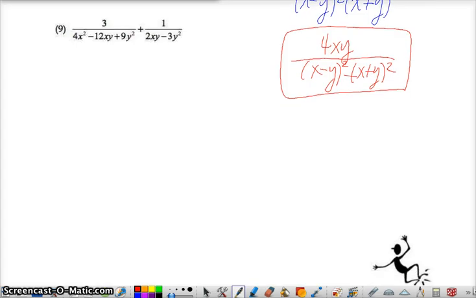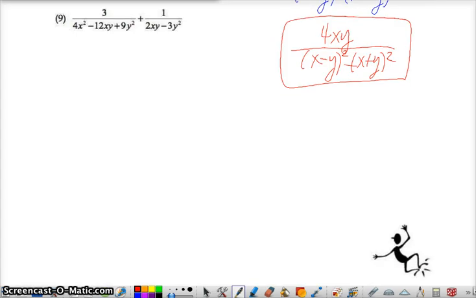And finally, number 9. The first thing we're going to have to do is to factor our denominator. So here I can see that they have a GCF of y in common, so that factors to 2x minus 3y. Here, I don't know, I have to figure it out. So I'm going to guess 2x and 2x, and a negative 3y and a negative 3y, because negative times negative gives me a positive. So let's check negative 6xy. Negative 6xy gives me the negative 12xy. 2x times 2x gives me 4x squared. Negative 3y times negative 3y gives me positive 9y squared.